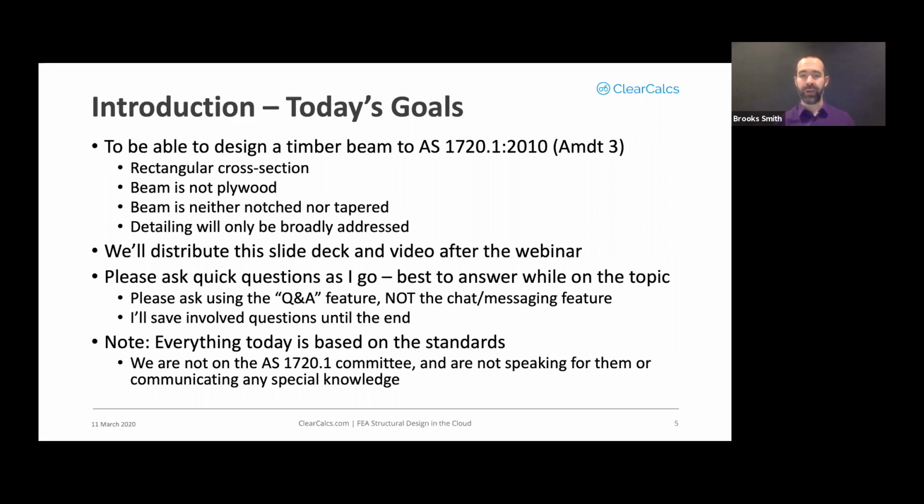I'm also only briefly going to address detailing. Again, see the more construction-focused standards if you're interested in that.